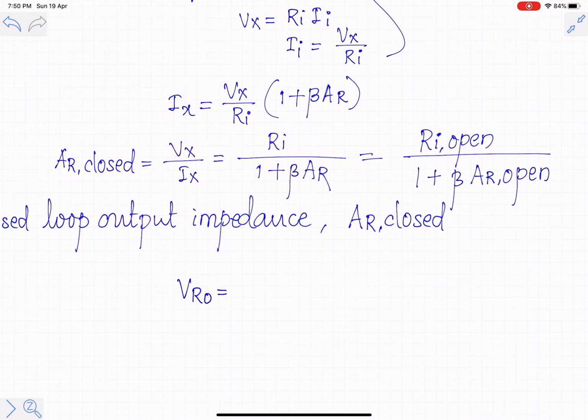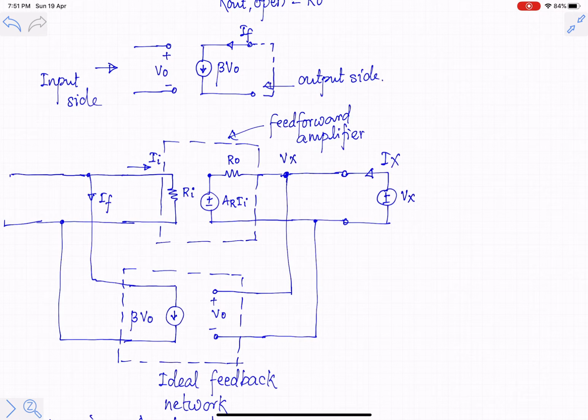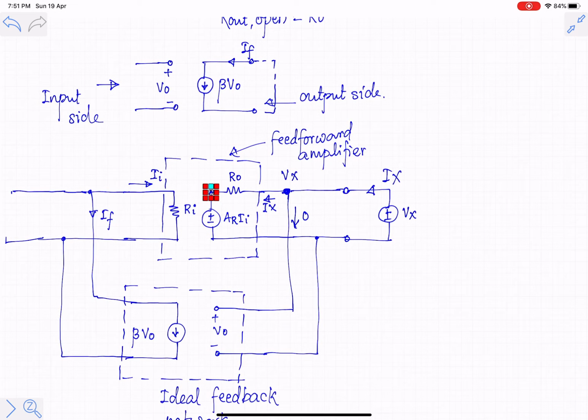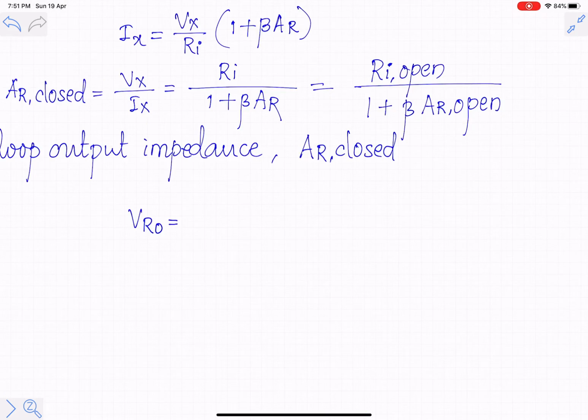VRO is equal to, you can see again on one end, because I have to calculate. Now the current that flows in this direction will be 0 because there is an open circuit here. So this current will also be equal to Ix. This current is also equal to Ix. So I know the voltage at this point, I know the voltage at this point. So the voltage drop across RO is VRO, which is equal to Vx minus AR into II. So we can write it as Vx minus AR into II.